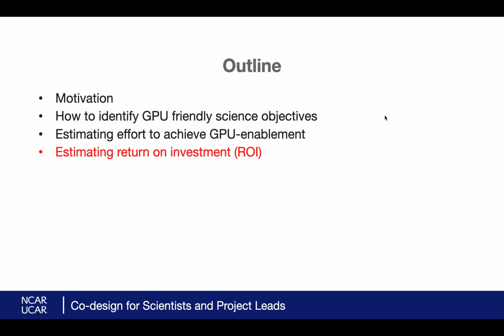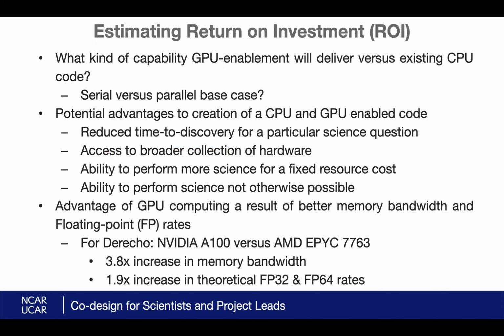So, estimated return on investment. What kind of capability will GPU enablement deliver versus existing codes? A key thing to consider here is what your base case is. If you have a serial base case, then you could get really high speedups. This is when you hear NVIDIA promotional talks about getting 50x or 100x speedups. That's because they're basing it off serial versions of the code. And that may be the case for some analysis codes, for example.